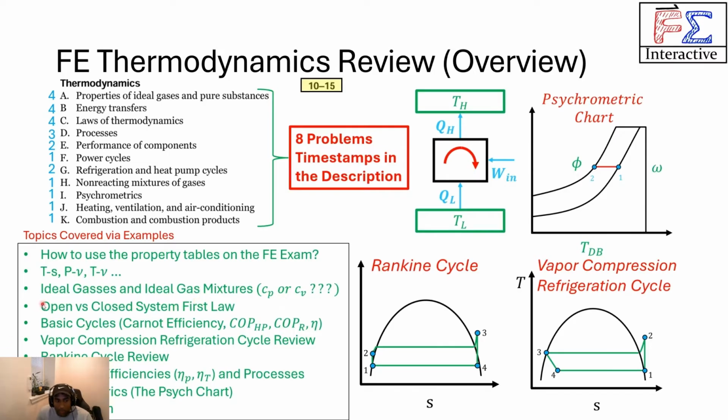We'll be exploring the first law for open and closed systems, looking at basic cycles and their performance parameters, the coefficient of performance, and the thermal efficiency, as well as the Carnot versions of those performance parameters. We'll review the vapor compression refrigeration cycle here, as well as the Rankine cycle, looking at isentropic efficiencies. We'll also do a problem dealing with the psychrometric chart here, as well as a combustion problem.